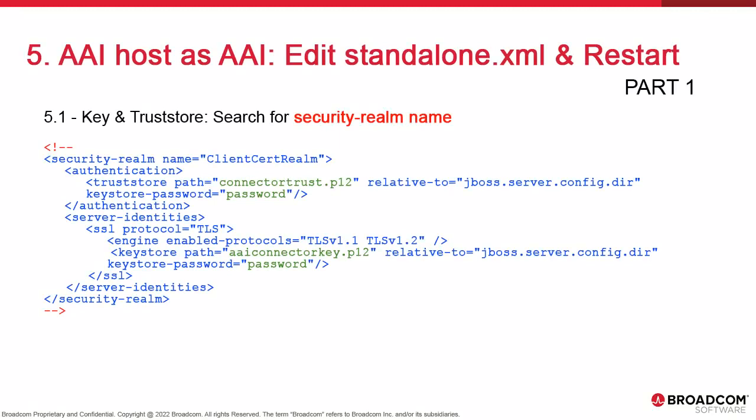Next, we edit standalone.xml as AAI and enable two-way TLS communications. There are again 2 parts to this. This is part 1. We have to make reference to the key and trust store. We search for security-realm name and uncomment the entire security realm name block. Then we specify the key and trust store and associated passwords.